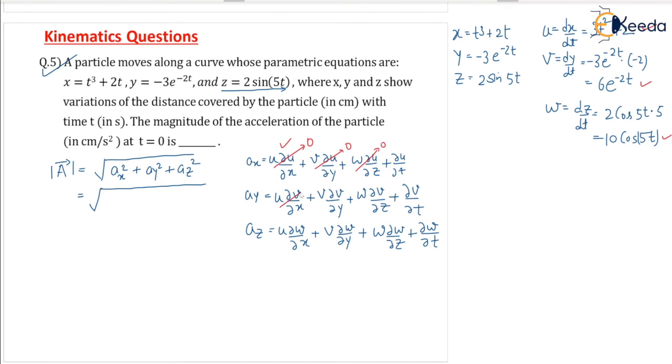Similarly, dou v by dou x also 0. Dou v by dou y also 0. Dou v by dou z also 0. So this convective acceleration term is 0. Only the local term is present here. So we have to find ax equal to dou u by dou t.